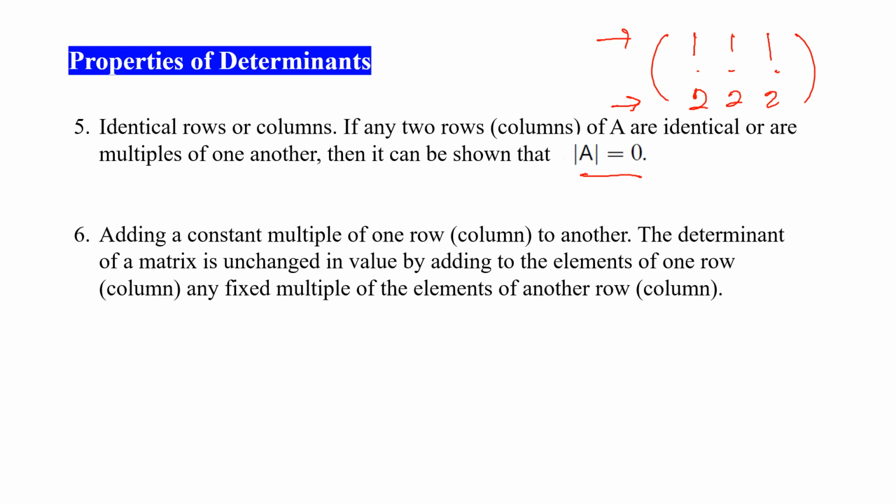And lastly, adding a constant multiple of one row or column to another: the determinant of a matrix is unchanged in value by adding to the elements of one row a fixed multiple of the elements of another row.